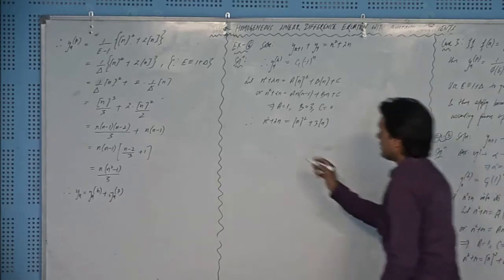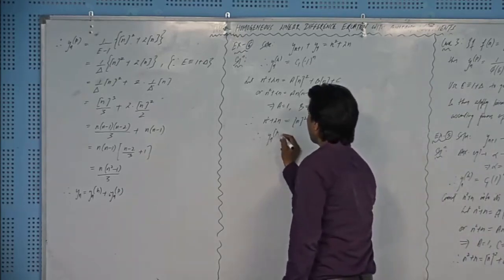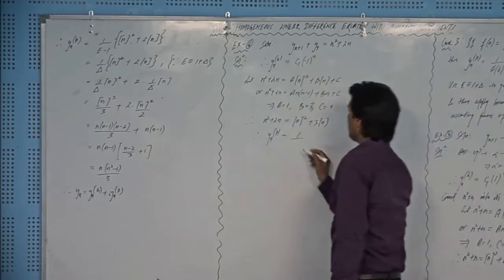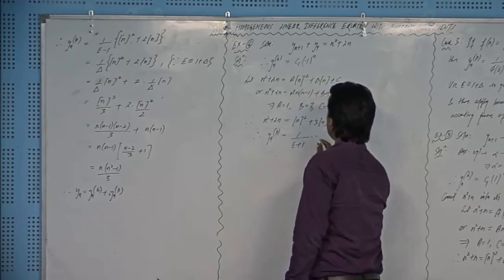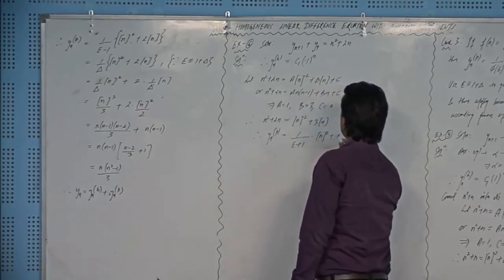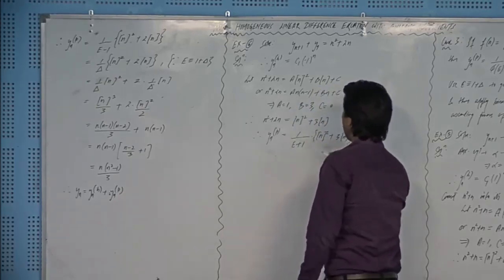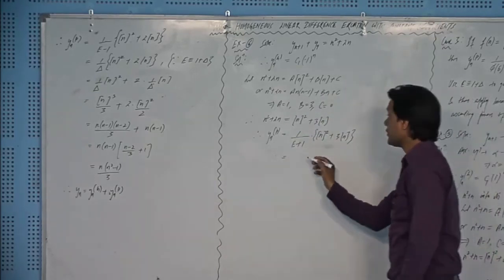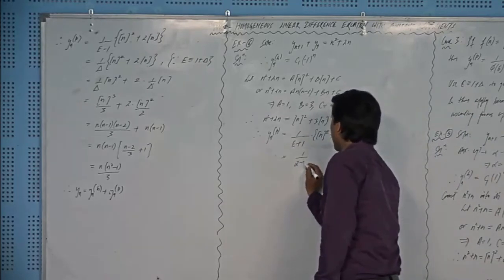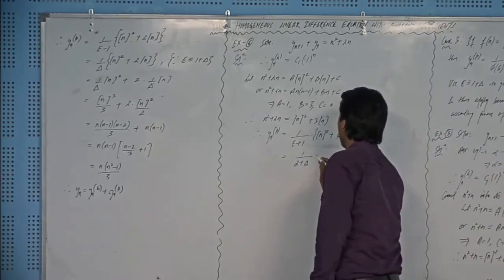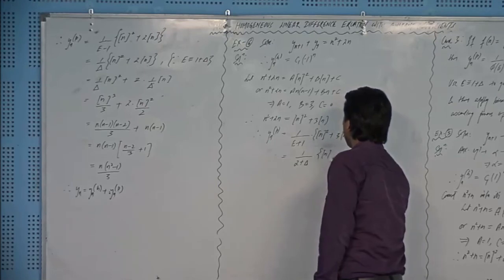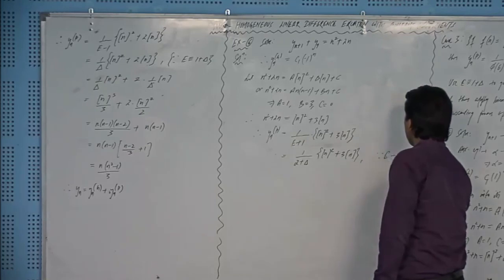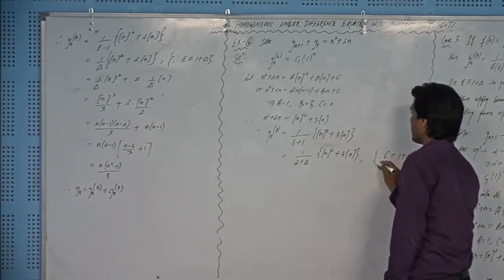Now I will start evaluating that particular integral. So 1 over E plus 1, acting on factorial n square plus 3 factorial n. I will replace this E by 1 plus delta, and that will reduce to 1 over 2 plus delta, acting on factorial n square plus 3 factorial n, since E is equivalent to 1 plus delta.